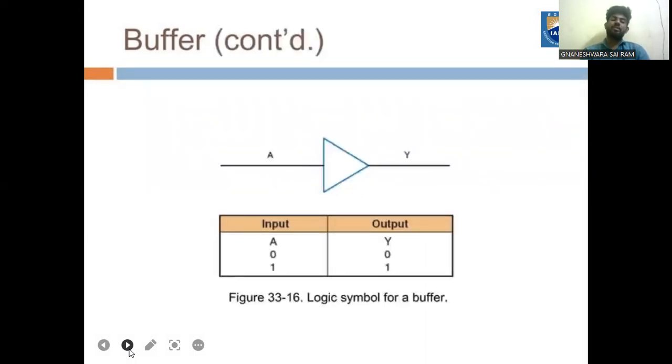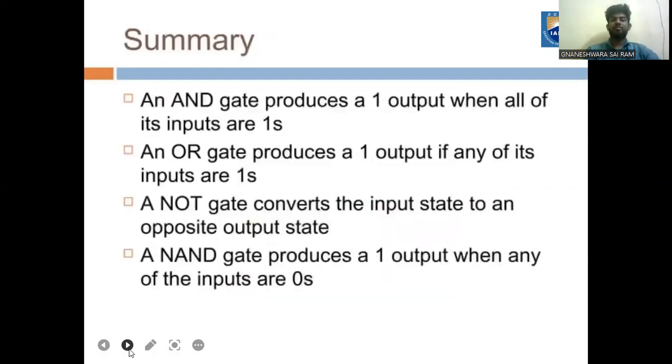This is the symbol of buffer, and the logic of buffer is: if A equals 0, output will be 0. If A equals 1, the output will be 1.